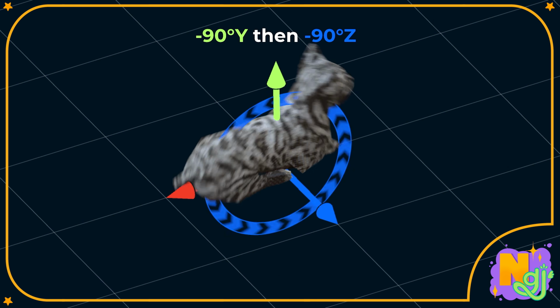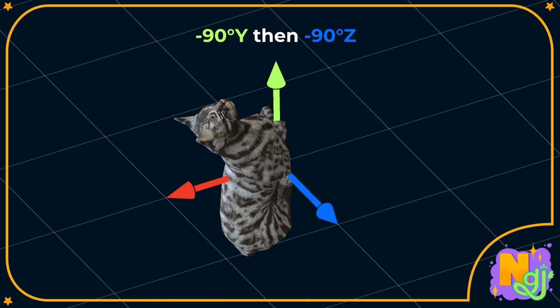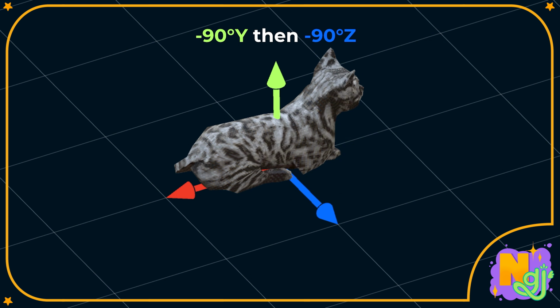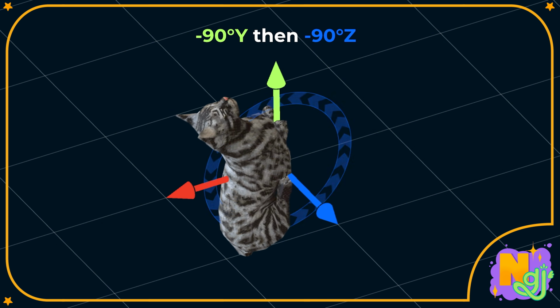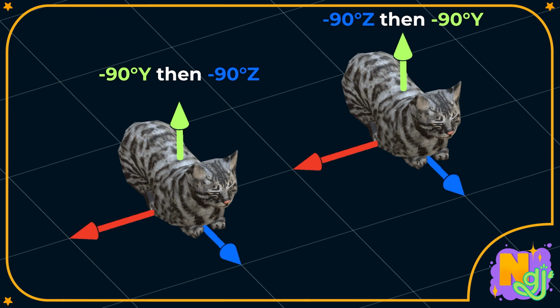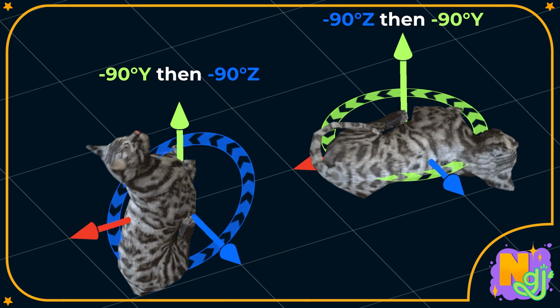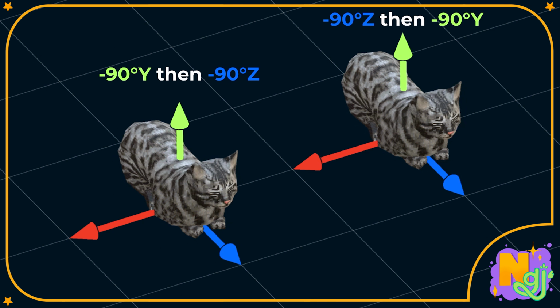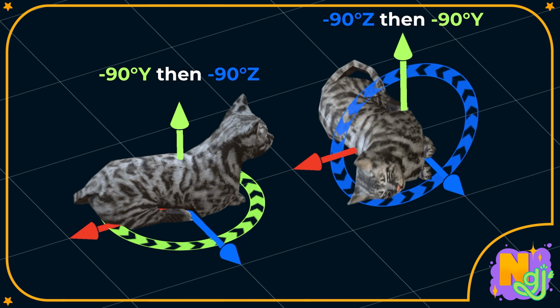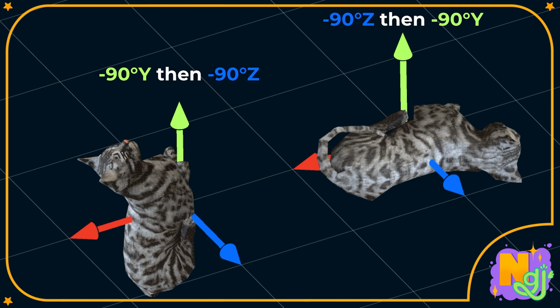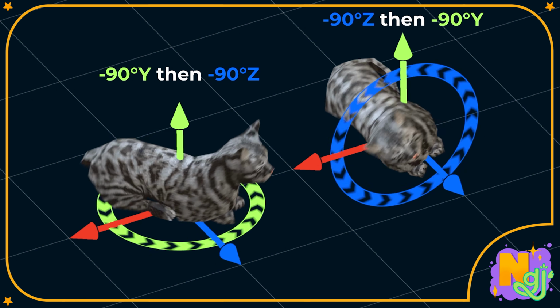And so now there is a pretty big problem with Euler angles, or actually with 3D rotations in general, because if you reverse it, you do z first, and then you do y, you get a different orientation. So the cat on the right is rotating on z first, and then on y, and they end up at different rotations.